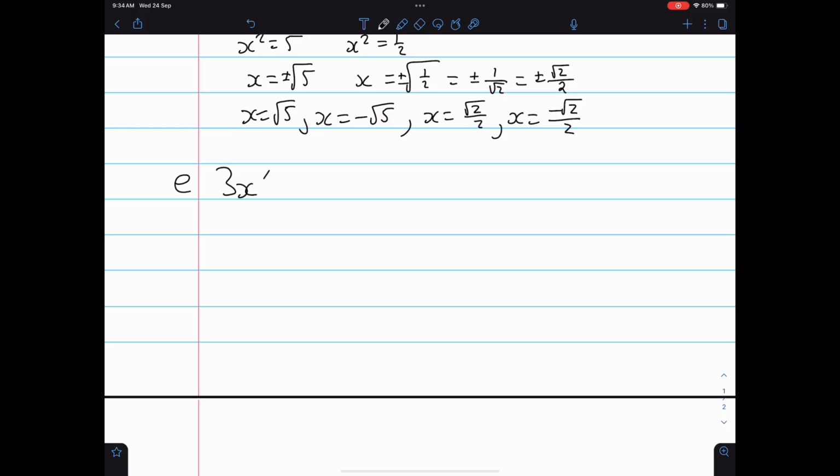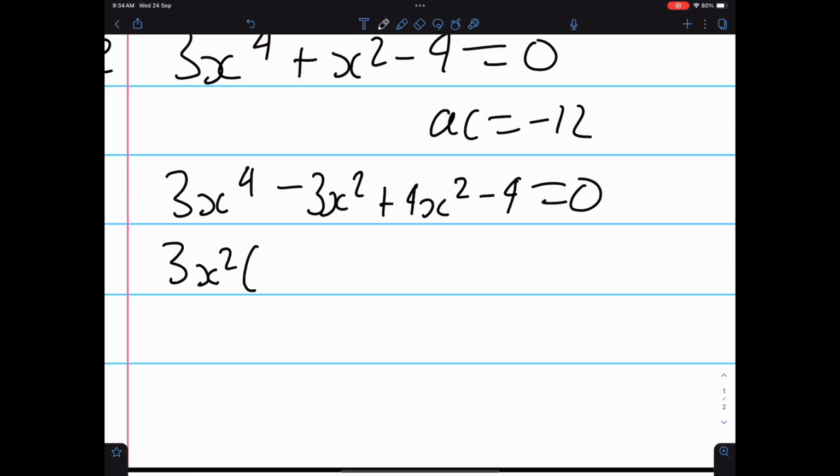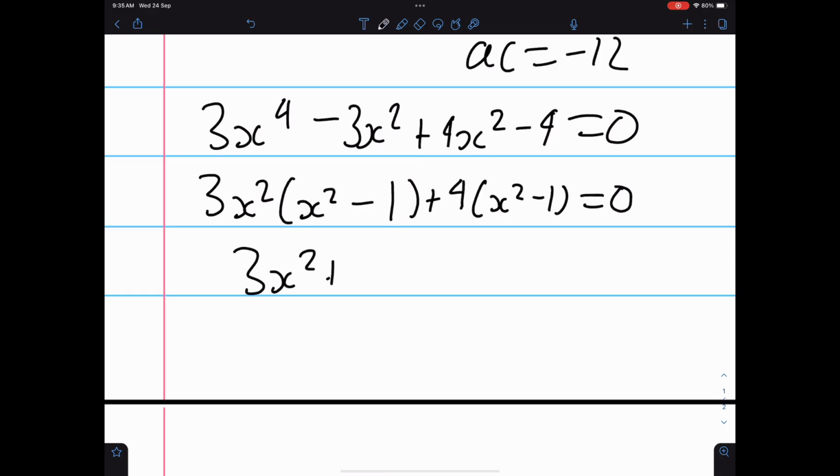E, 3x to the power 4 plus x squared minus 4 equals 0. AC equals negative 12, so we split it as minus 3x squared plus 4x squared minus 4 equals 0. Factor out 3x squared. And so we get this.